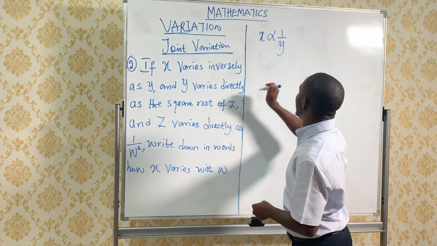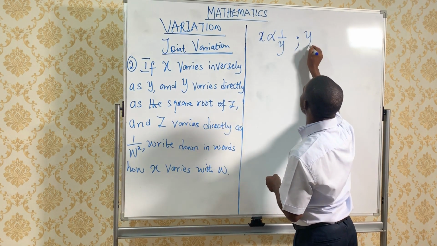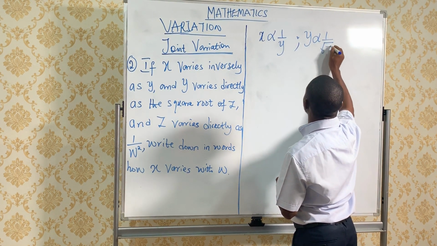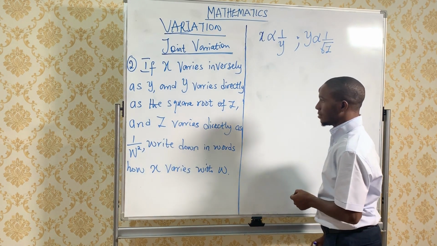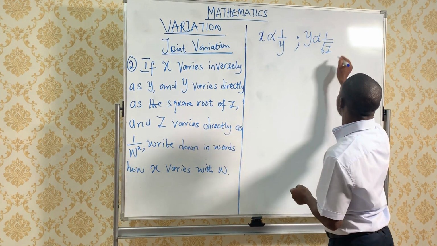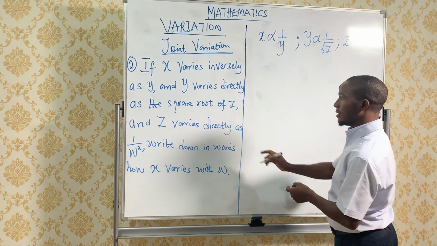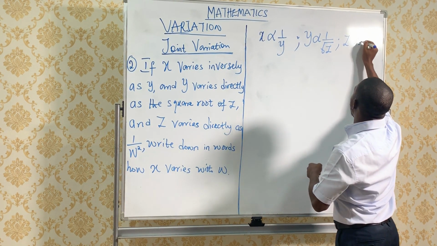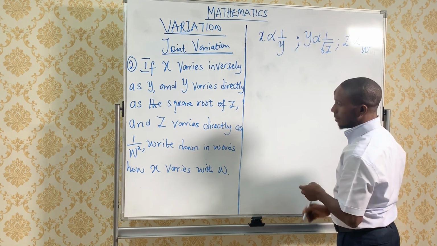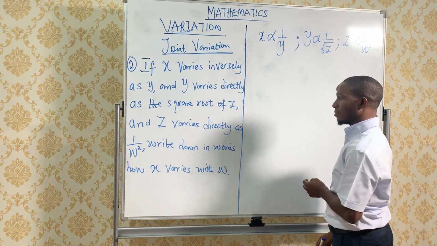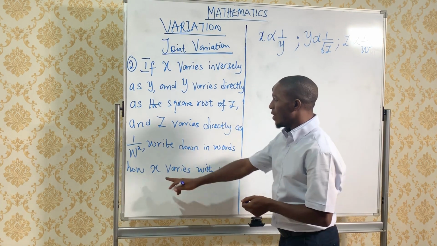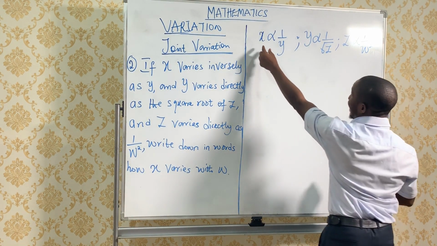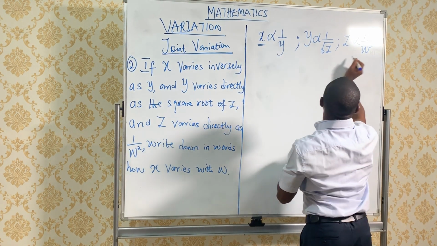as the square root of z, and z varies directly as 1 over w squared. Now, write down in words how x varies with w. That is, we want to look at the relationship between x and w.